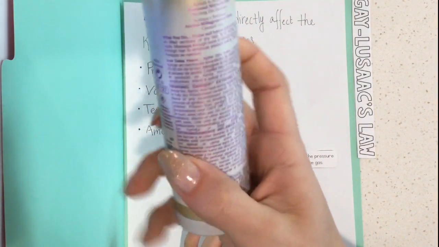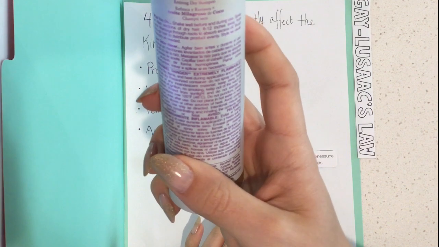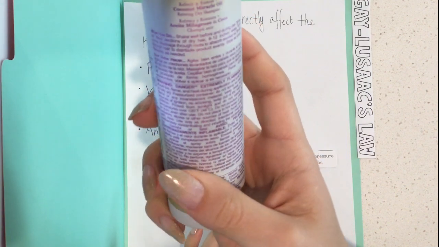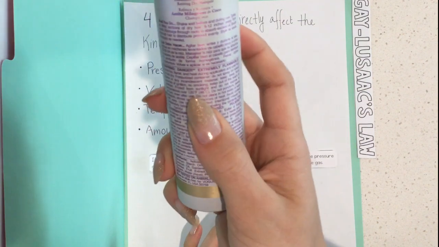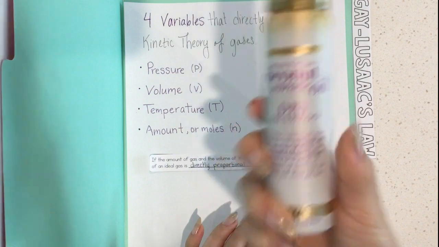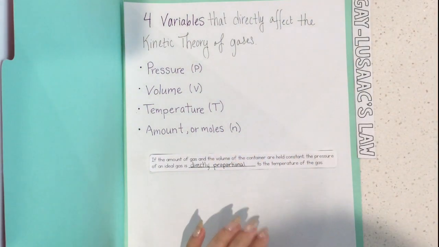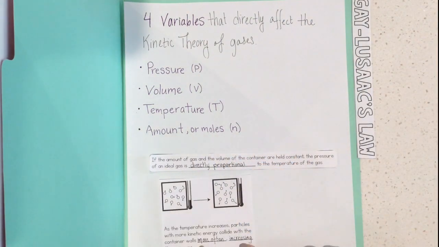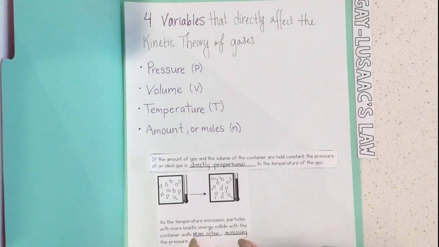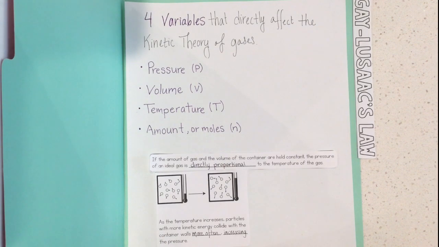This warning label. Do not place in hot water or near radiators. Protect from sunlight. Do not expose to temperatures over 120 degrees Fahrenheit. You do not want this to get warm because as the temperature increases, particles with more kinetic energy collide with the container walls more often, increasing the pressure. You don't want pressure to build up because you'll get an explosion.